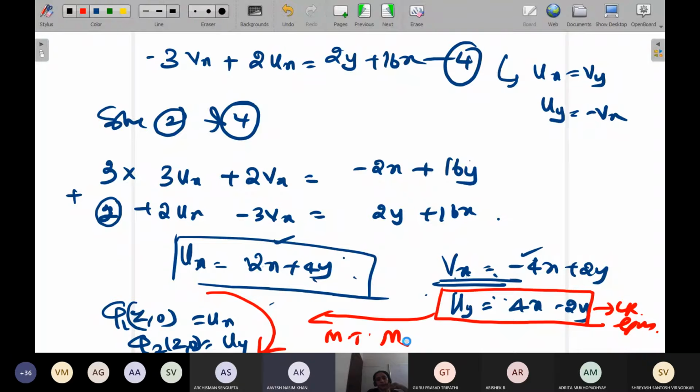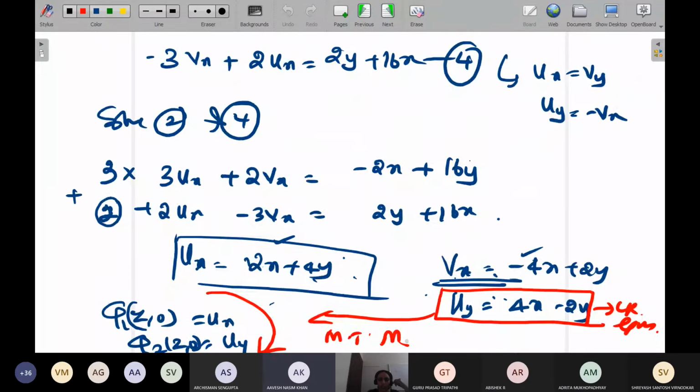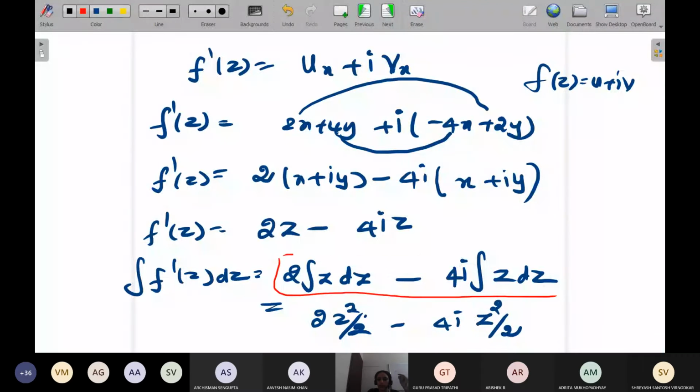Ma'am, if you use the Milne-Thomson method, we have to replace x by z and y by 0, right? Yes, you have to put x by z and y by 0. So in that case, your phi 1 of z comma 0 will become 2z, correct? Your phi 2 of z comma 0 will become 4z. You know in the Milne-Thomson method, phi 1 of z comma 0 minus i into phi 2 of z comma 0, so you are getting that same line. Just correlate this and you'll get the same line, the 2z minus 4iz. After that, you'll get back the same answer. Either way, you can do the problem.